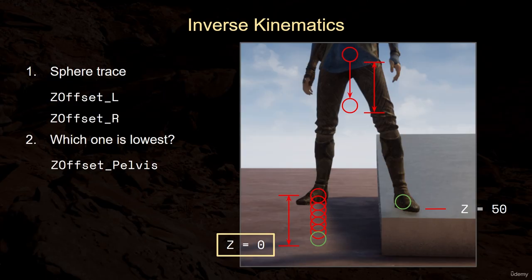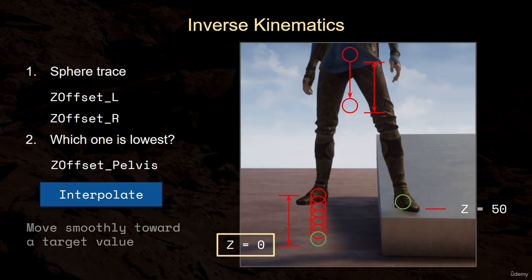Now, when we do all this, we're moving bones. And if we move them instantly, this might result in snapping. So we want a more smooth movement. So we're going to use something called interpolation. When we interpolate, we move smoothly toward a target value. So that way we avoid snapping things and we get more natural movement.